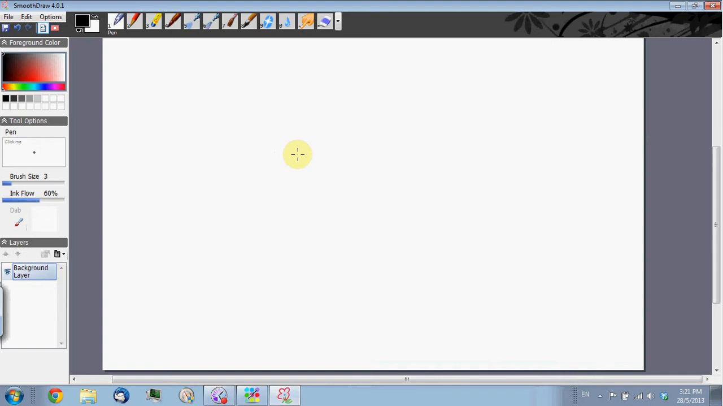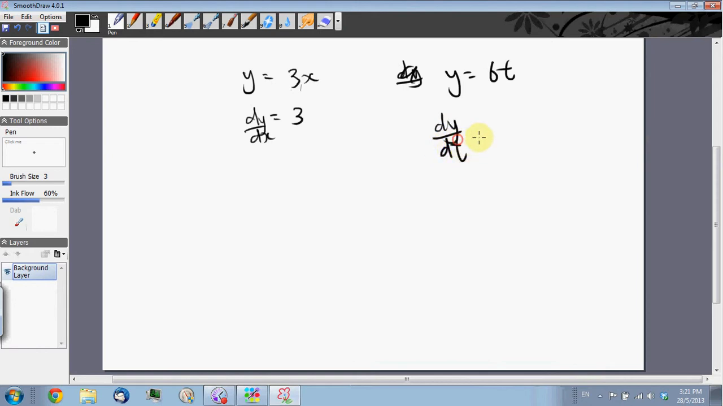Okay, so second, we differentiate simple polynomials, like y equals 3x. When y is equal to 3x, your dy/dx is just equal to 3. Just take the coefficient of the x, okay? So let's say y equals 6t, dy/dt is equal to 6. It just shows how it changes, right? So this is one thing you need to remember, differentiating simple polynomials.